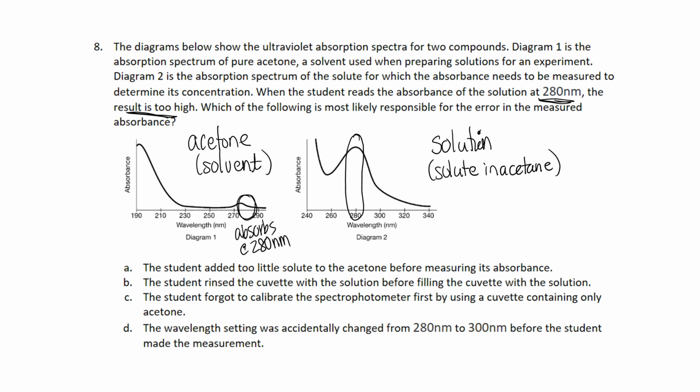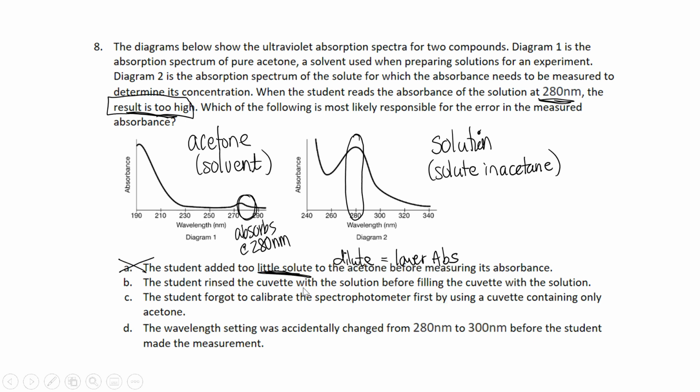Okay, so option A, the student added too little solute before measuring its absorbance. If you added too little solute, that would result in a solution that is more dilute. And a solution that is more dilute, less concentrated, is going to have a lower absorbance. So this source of error would result in absorbance being too low, whereas this is telling us the absorbance is too high. So A doesn't work as an explanation here.